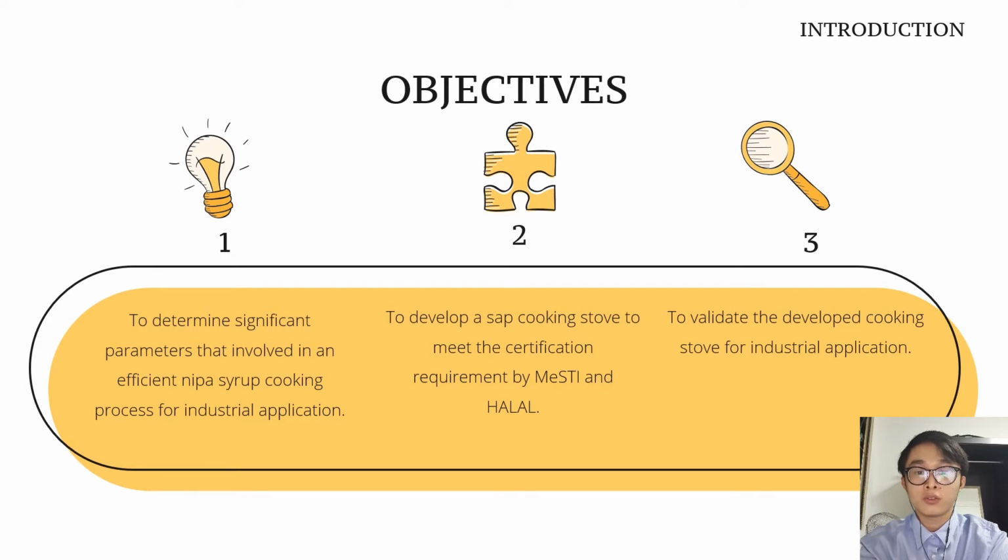Firstly, to determine significant parameters that are involved in an efficient NIPA syrup cooking process for industrial application. Secondly, to develop a sap cooking stove to meet the certification requirement by MUSTI and Halal. Thirdly, to validate the developed cooking stove for industrial application.